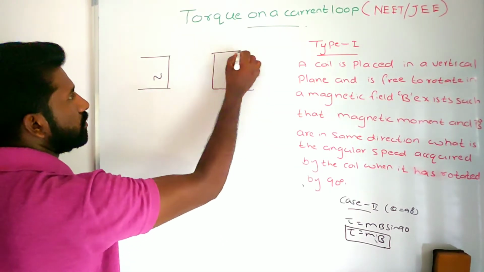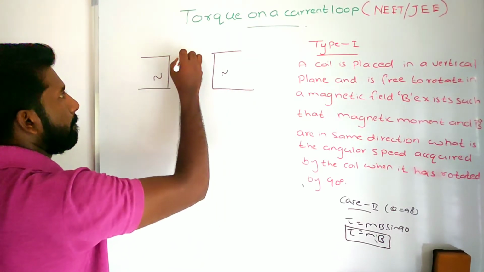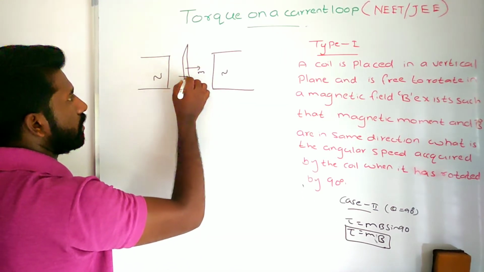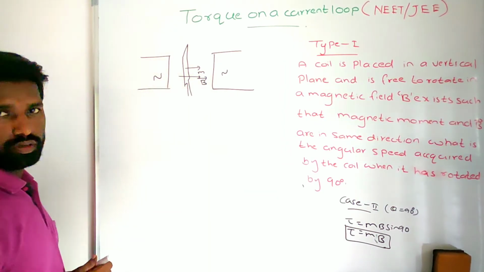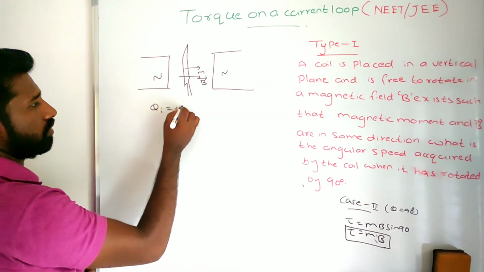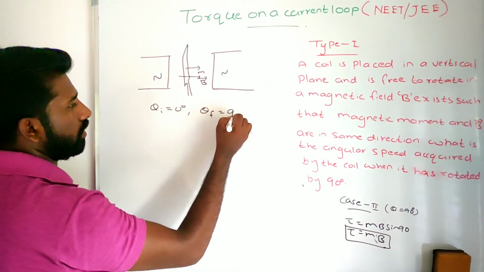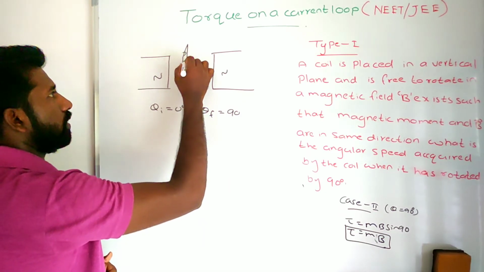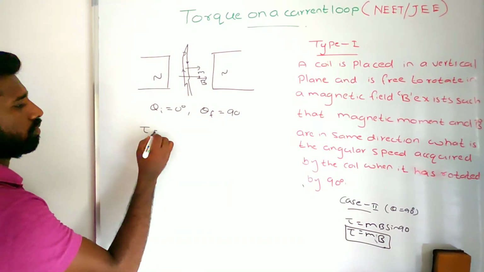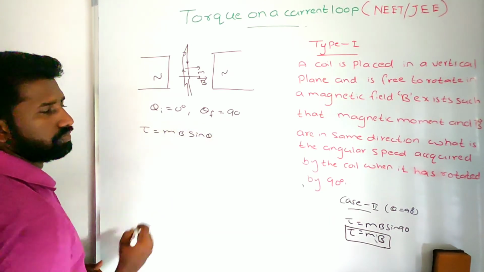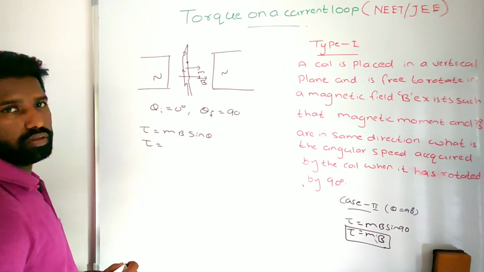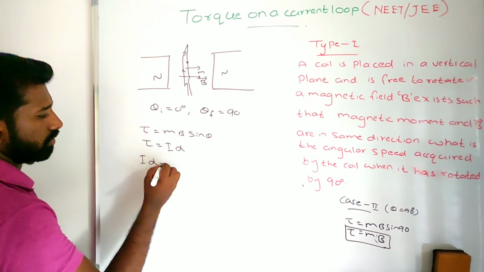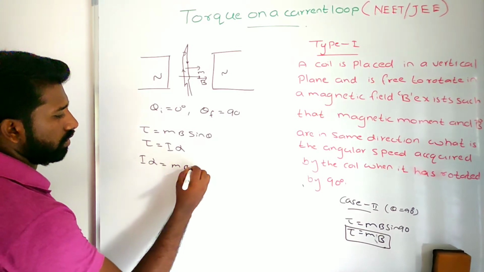This is the north and this is the south. Okay, the magnetic dipole moment is in this direction and the magnetic field is also in the same direction. So theta initially is 0 degrees, then theta final is how much? That is 90 degrees, that is pi by 2. When a current carrying loop is placed in a magnetic field, it will experience a torque. The torque formula is mB sine theta. And the torque based on the moment of inertia, we can write as I alpha. From these two equations we can write I alpha is equal to mB sine theta.